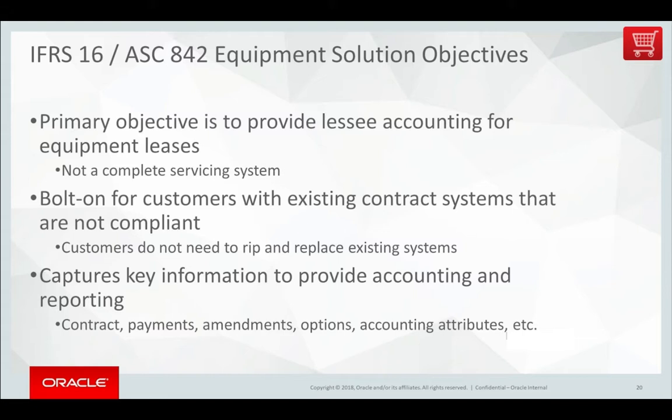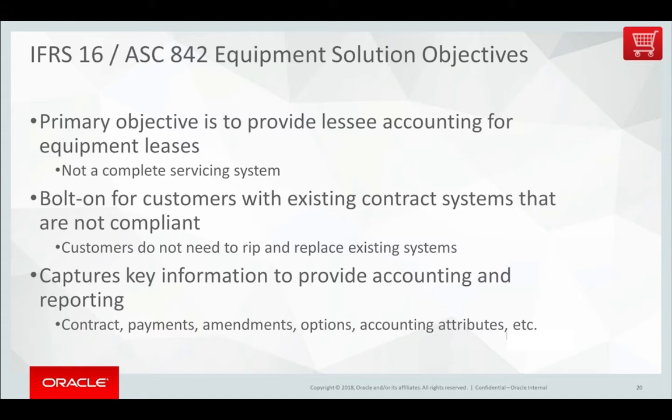The intent is to be at least a lessee accounting system for your equipment. So we'll tell you how to account for your cars, but we're not going to tell you when to service them. Or, if I'm a fast food restaurant and the health rules say I've got to replace my spatulas every 12 months, we're not going to tell you that, right? We'll account for your spatulas, but we're not going to tell you when to replace them and when to get new ones, things of that nature.